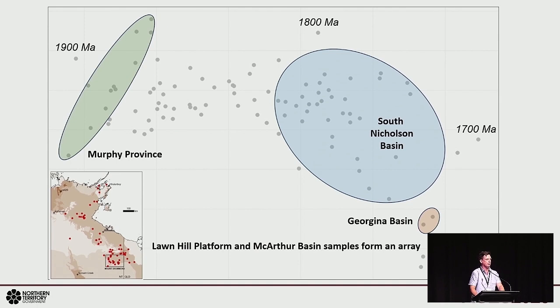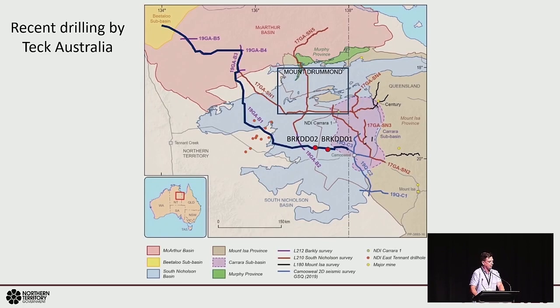All right, so that brings me to two drill holes that I'll discuss that were drilled a couple years ago by Tech. Bunge actually mentioned these this morning. I'm just going to focus on two of them. On this map, you can see the outline of Mount Drummond. Off to the east, you've got the Century deposit. Up to the north, you have the MacArthur Basin. All the lines on this map are seismic lines. The two drill holes that I will be discussing are those two red dots.